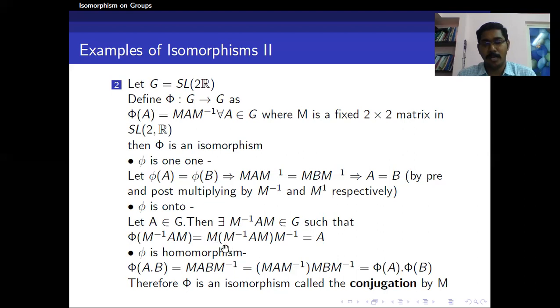So first you have to composite the first two elements. M into M inverse is identity matrix and M inverse is identity matrix. Therefore I. So I is what? A. So then phi is homomorphism.